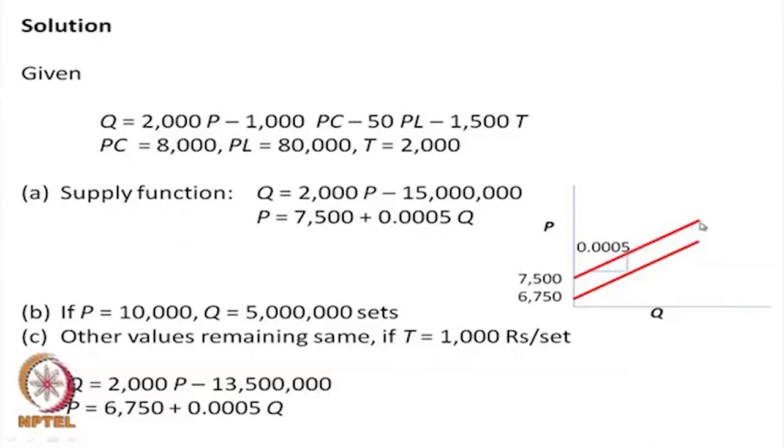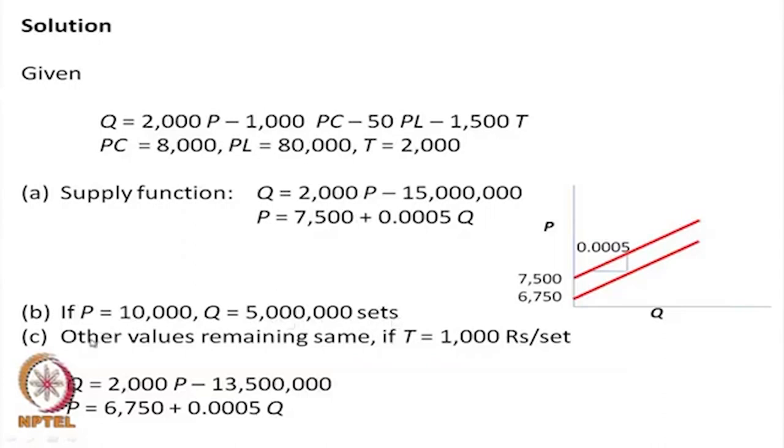This curve is the supply curve, having a positive slope whose value is equal to 0.0005, and if P is equal to 10000, the value of Q is given as 10000 into 2000, that makes it 20 million minus 15 million, so that gives 5 million sets.